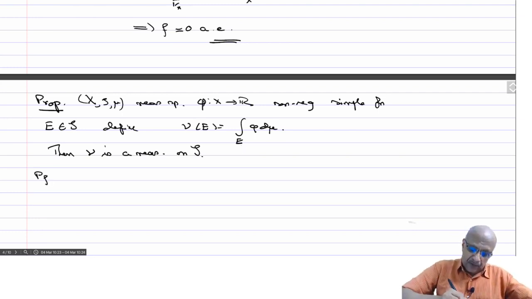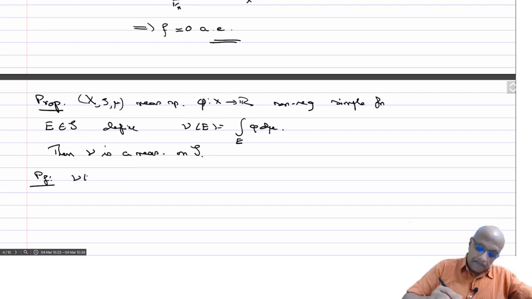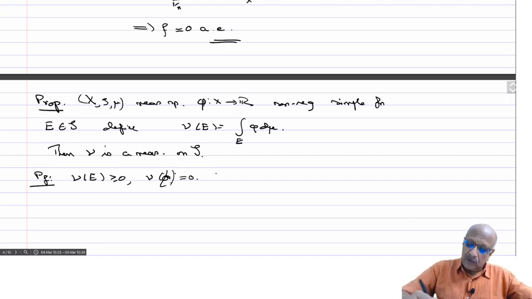Okay, so proof. It is called the indefinite integral because I am taking the integral over arbitrary sets of the sigma algebra. So nu of E is of course greater than or equal to 0, and nu of the empty set is obviously 0. So it is sufficient to check countable additivity.